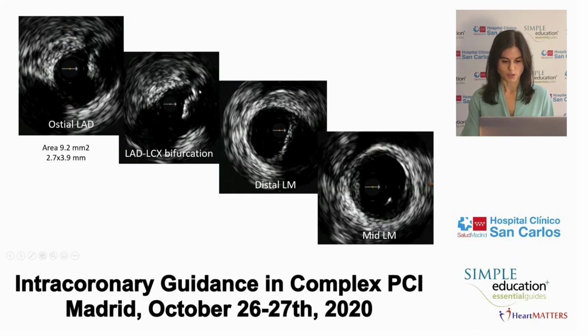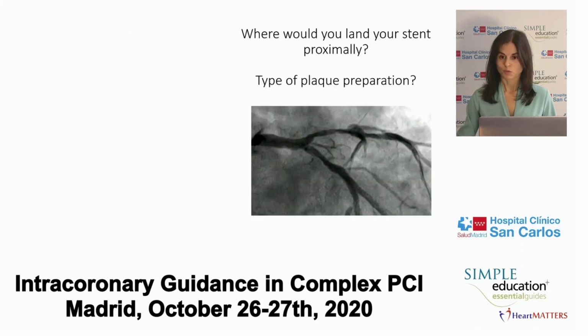This is just the bifurcation. You can see very well the bifurcation of the LAD and the circumflex. You can see very well the calcified nodule here. You can see also how the calcified nodule extends a bit into the distal left main, but again, at this level the area is very good, and this is the mid left main that looks much healthier. So I have two questions for you now. The first, where would you land your stent proximally, and what type of plaque preparation would you choose for this case? I would like to hear your comments.